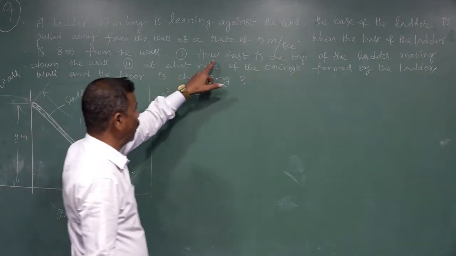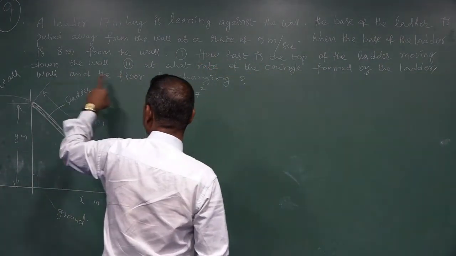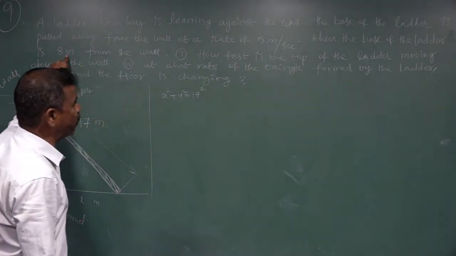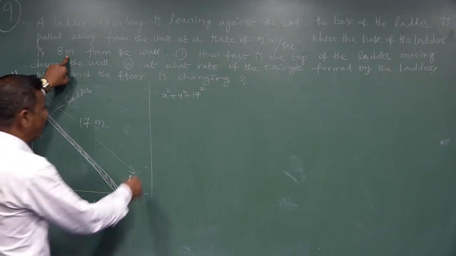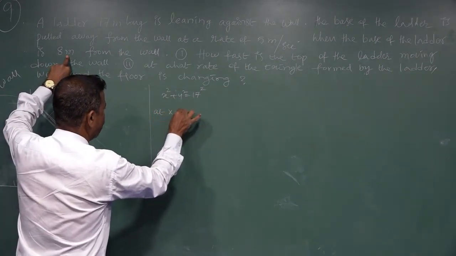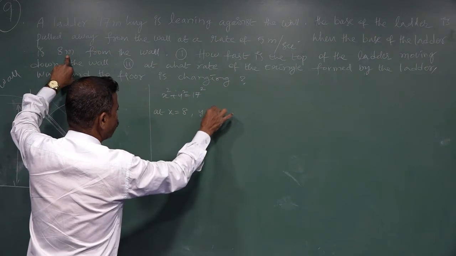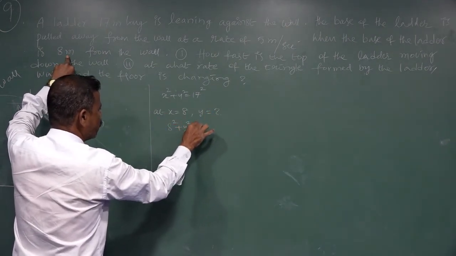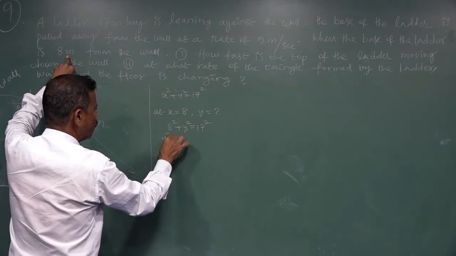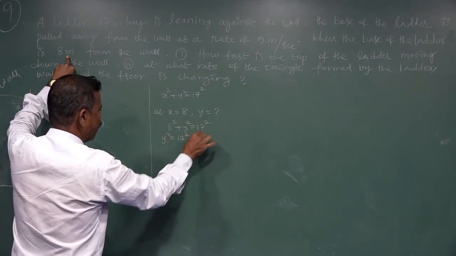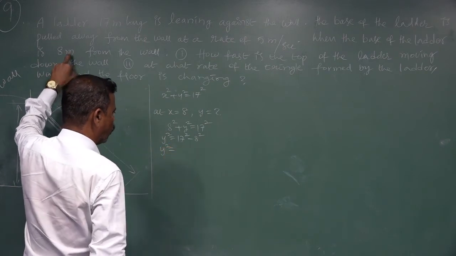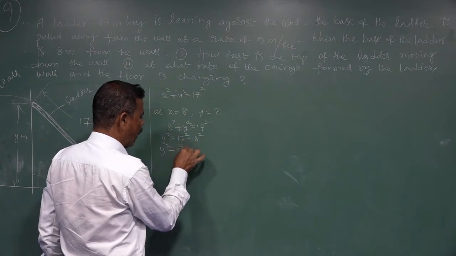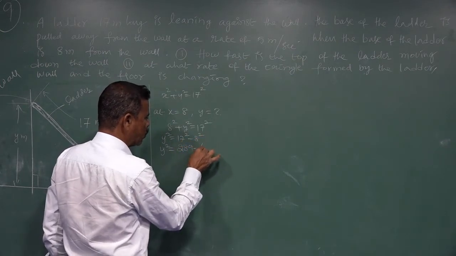First question: how fast is the top of the ladder moving down the wall when the base of the ladder is 8 meters from the wall? Let x be equal to 8, then y is equal to how much? First you calculate. Substitute x here: 8 square plus y square is equal to 17 square. So y square is equal to 17 square minus 8 square. 17 square is 289, minus 8 square is 64.